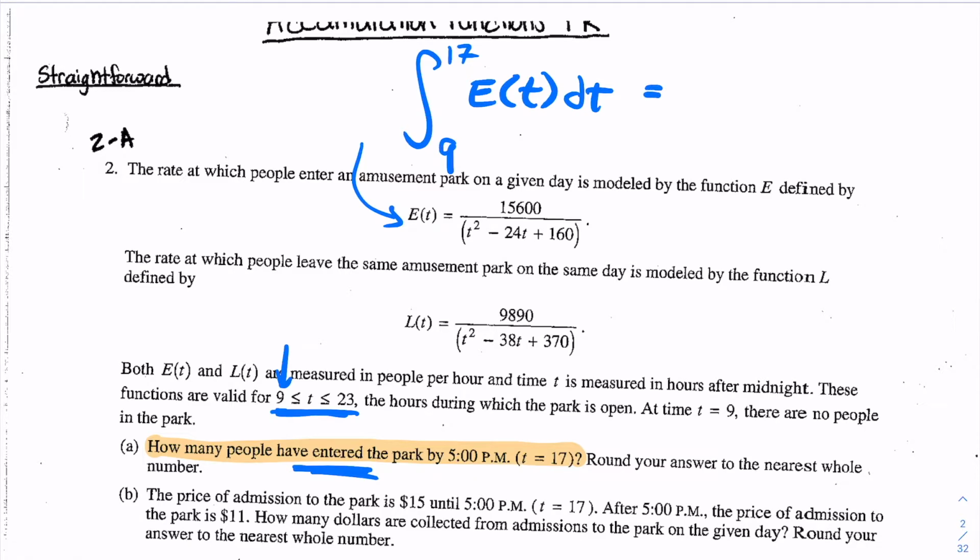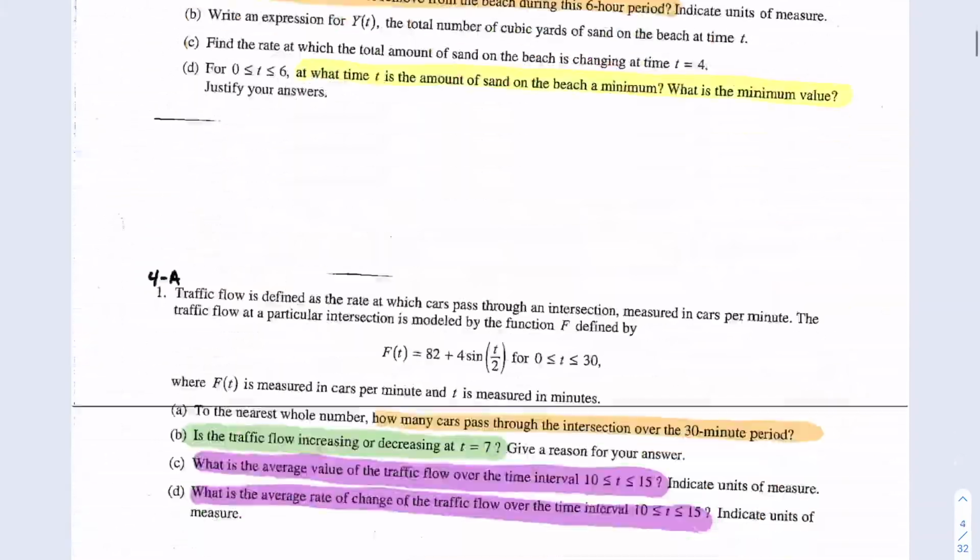And then you're going to plug and chug, okay? This is definitely a moment where you want to use Y1 and Y2. So I would probably let Y1 represent this here, 15,600 divided by the parentheses quantity of t squared minus 24t plus 160, okay? Once you plug and chug there, you're going to get some value, but notice here how they actually ask you to round to the nearest whole number, okay? And that's it. Okay, let's take a look at the scoring guidelines.